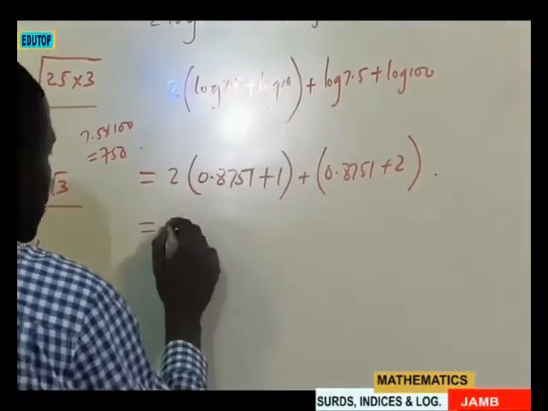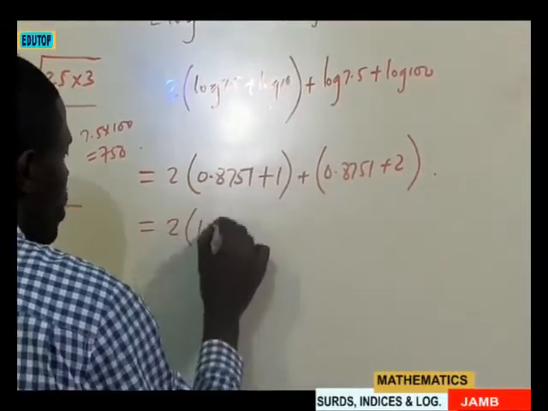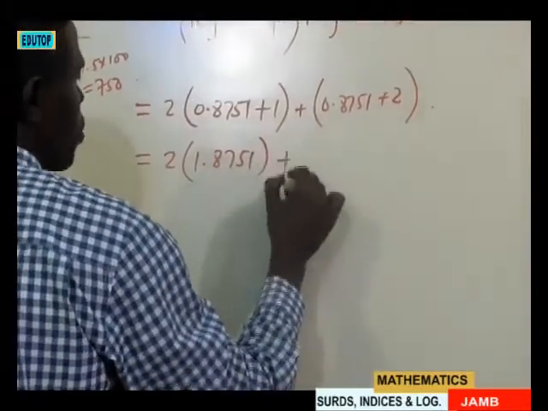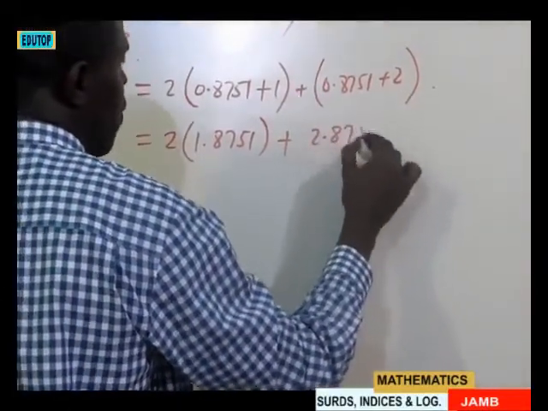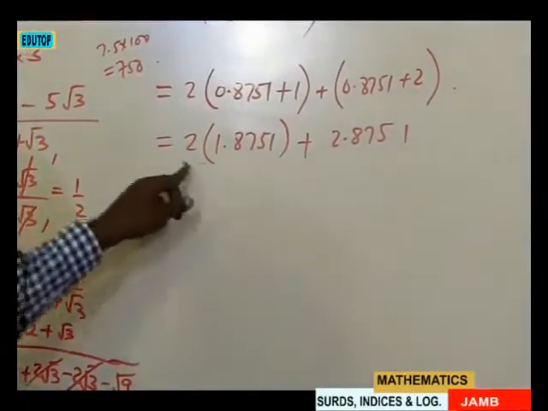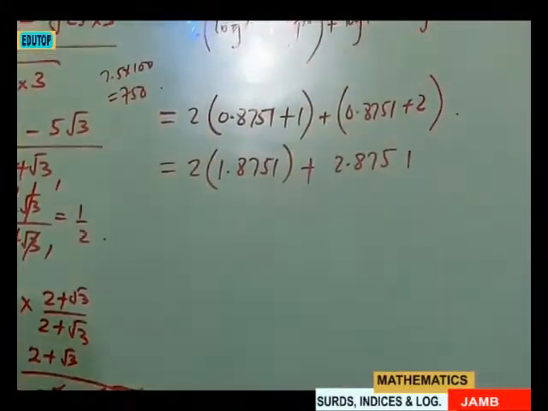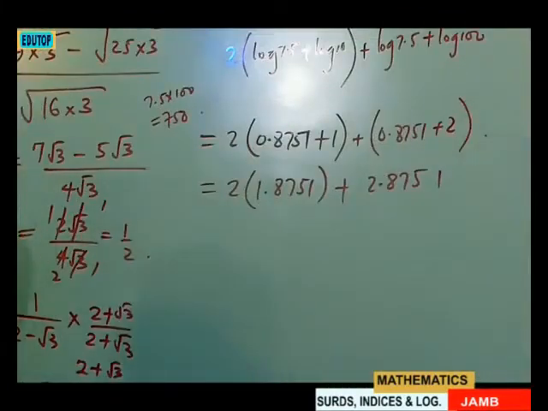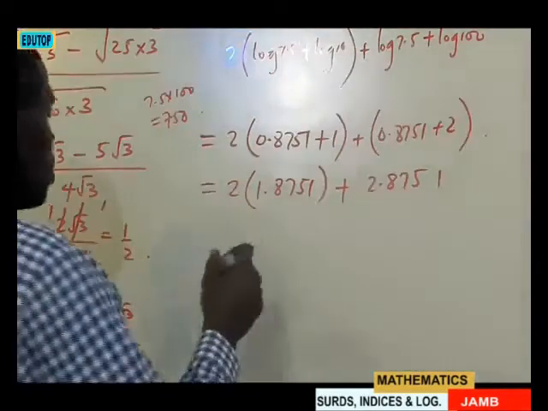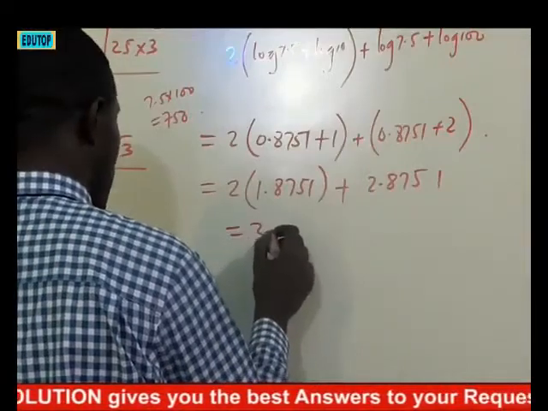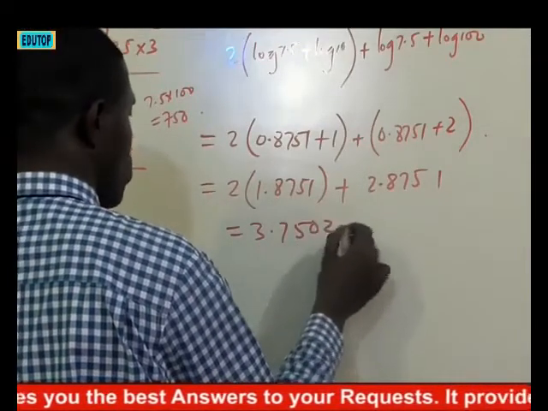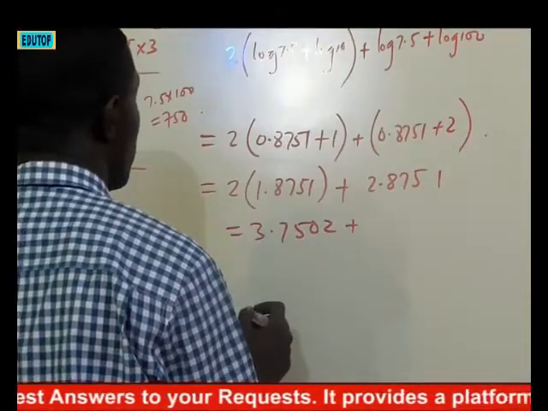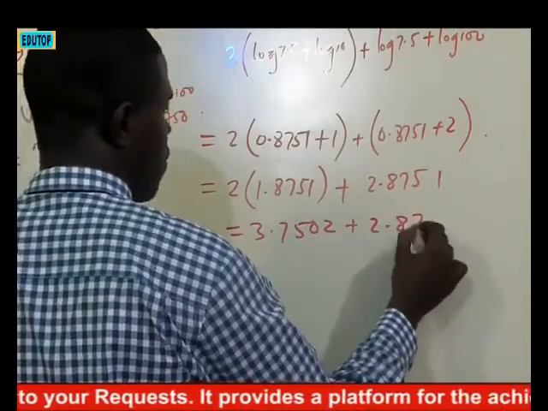So if I add this up, I will have 2 into this plus this: 1.8751, plus this plus this: 2.8751. So what do I need to do? I multiply this by 2 and I add it up with this one. By so doing, I'll definitely have 2 times 1.8751, so this one will give me 3.7502, plus what's this? This one will give me 2.8751.